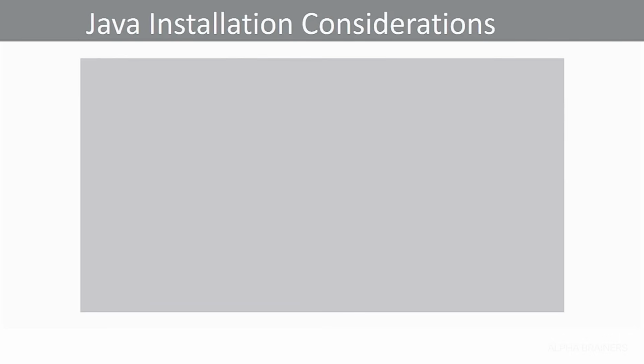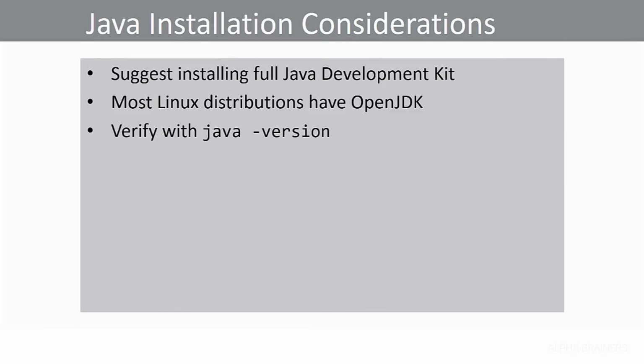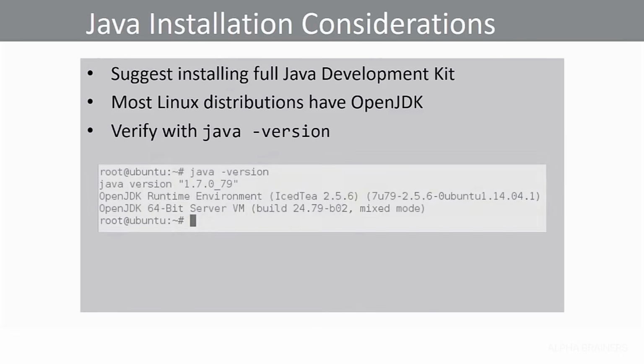So now as far as Java is concerned, I do recommend you install the full Java Development Kit. A lot of distributions already have OpenJDK installed, and that's fine. It could be either OpenJDK or the JDK that comes from Oracle. Either one's fine. If you want to see if you already have it installed, so maybe you don't have to install it at all, you can just use the command java -version. And if you have it installed, you actually get back output that looks like this right here.